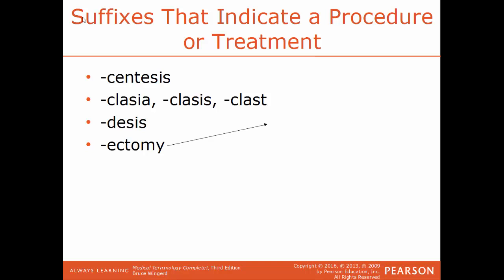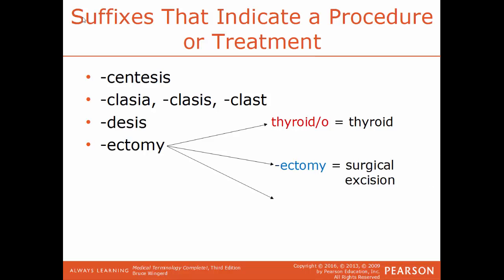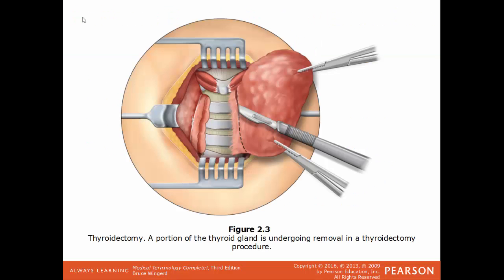So another example with the suffix ectomy, if you add that to the root word thyroid, of course thyroido was a reference to the thyroid gland. So you add those two together, you get thyroidectomy, the surgical removal or excision of the thyroid gland. And here's how that would look. Thyroidectomy, a portion of the thyroid gland is removed in this procedure.